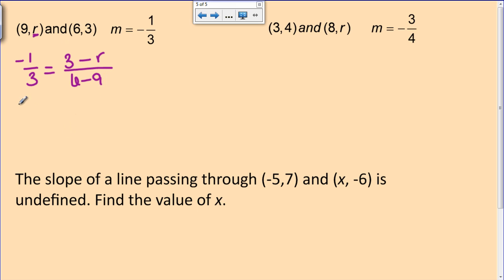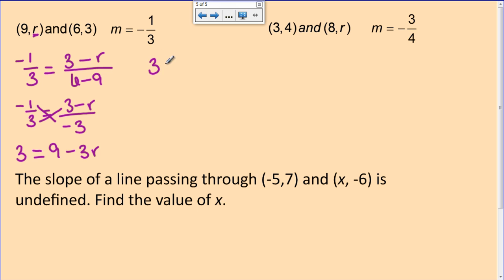Well, we're going to simplify this. So I have negative 1/3 is equal to 3 minus r over, 6 minus 9 is negative 3. And if I want to solve this, don't go trying to clear your fractions. You can here, but I'm just going to treat this like a proportion, and I'm going to cross multiply. Negative 1 times negative 3 is positive 3 equals. Then I'm going to cross multiply this way. So 3 times 3 is 9, and then 3 times r is 3r, so it becomes minus 3r. So now I have this equation, 3 equals 9 minus 3r, and I got that from cross multiplying this proportion.